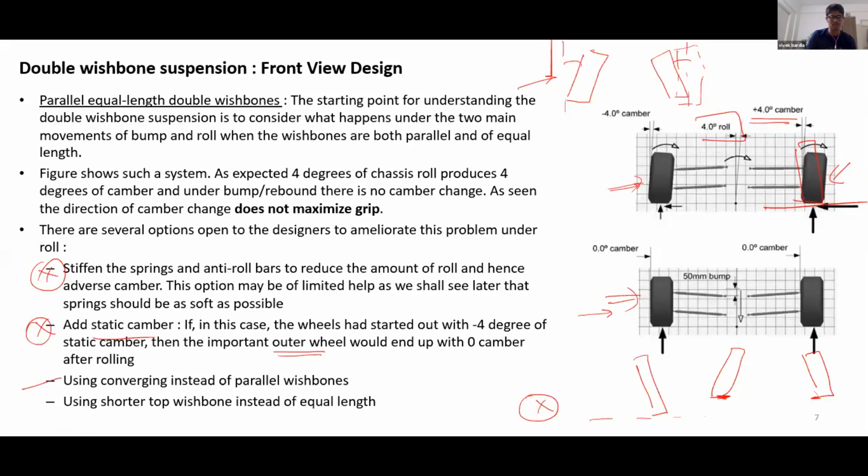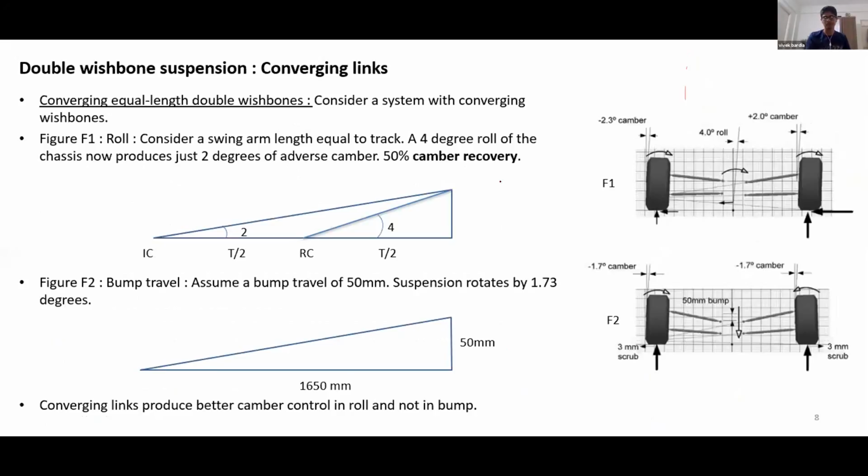These are the two things that are generally done. We can use a converging link instead of parallel links. So realize that we started off with parallel, equal links. Let's see what happens when we use converging links instead of parallel links. And also, we can use a shorter top link instead of equal links. So let us try these two methods and see how the camber performance is tuned, right? So this is what we will see now.